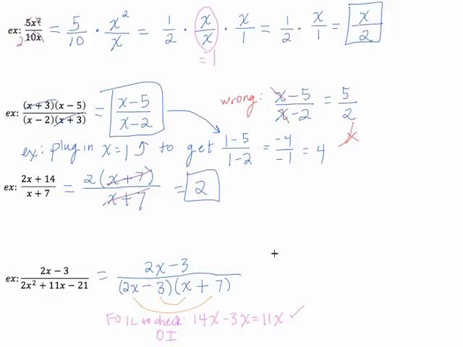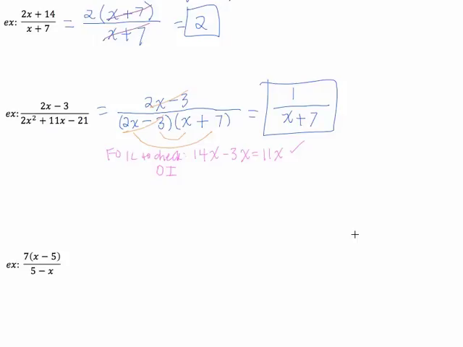Now that it's factored, we can look for common factors. And 2x minus 3 happens to be a factor both on the numerator and denominator, so that cancels. And anytime you cancel all of the factors out from either the numerator or the denominator, you're left with a factor of 1, because you could always put times 1 there. So it equals 1 over this factor, x plus 7. That's not going to simplify any further.